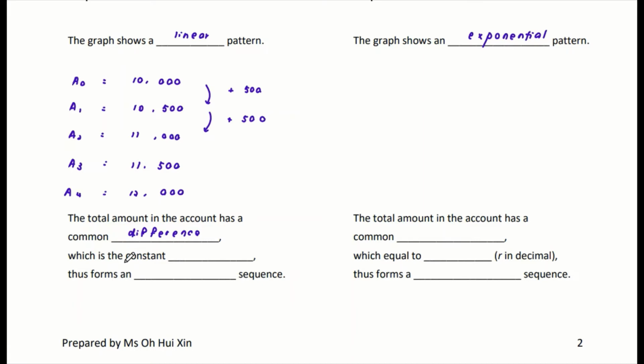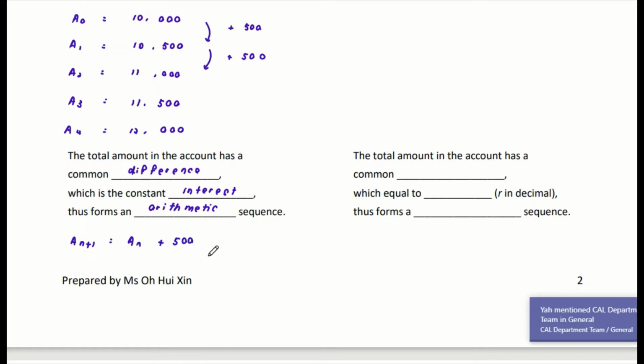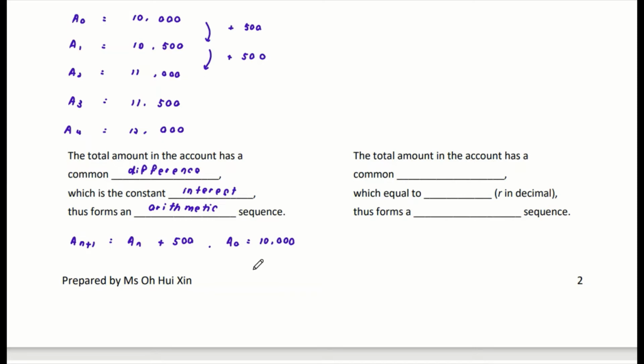This common difference is caused by the constant interest that we are having, because the simple interest is always calculated based on the principal only. So that's why you have a constant interest, and that's the amount of money that you add in after each year. That's why this forms an arithmetic sequence. So if we want to write it as a recurrence relation, then A(n+1) will be equal to your previous amount of money in the account, plus 500 for each year. You started off with A0 equals 10,000. Alright, so that's the idea.